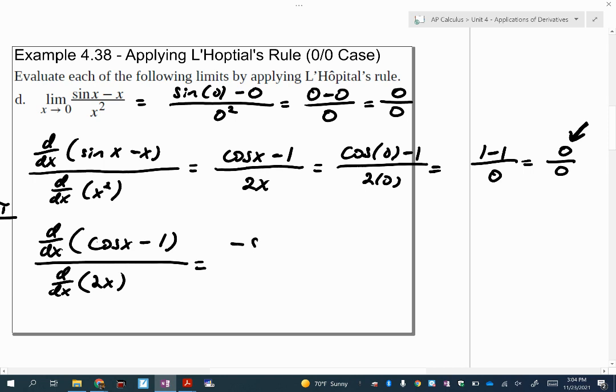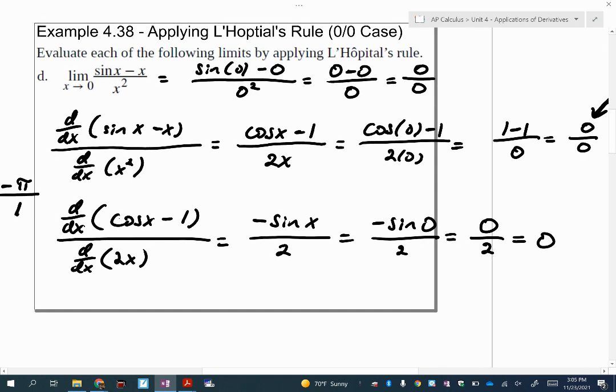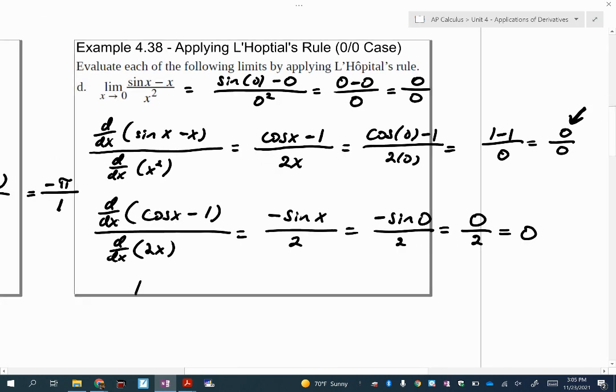Derivative of cosine is negative sine of x. Derivative of any constant is just 0. Derivative of 2x is 2. So now I'm going to plug in 0. The sine of 0 is 0. The opposite of 0 is still 0. 0 divided by 2 is 0. So all of that was a lot, I know, to say the limit as x approaches 0 of sine of x minus x over x squared equals 0.